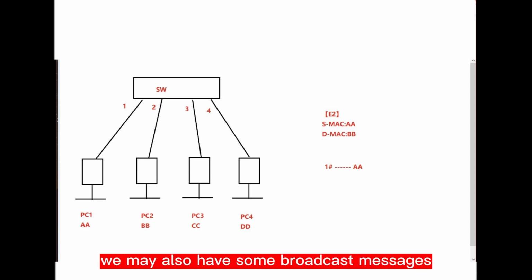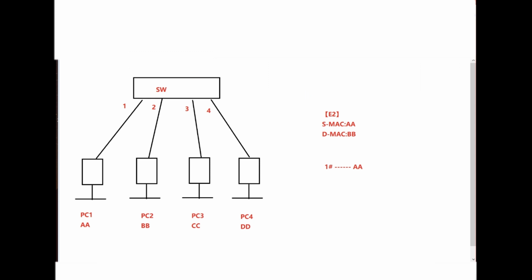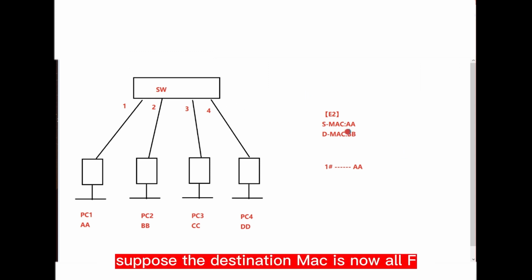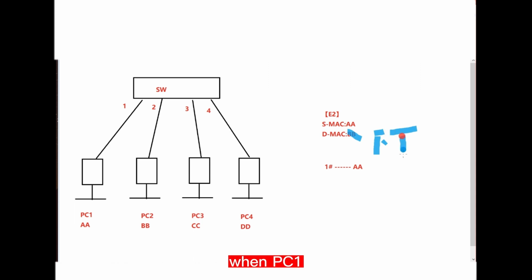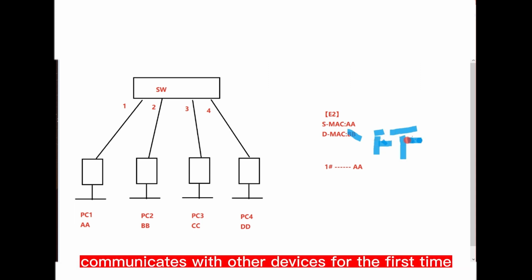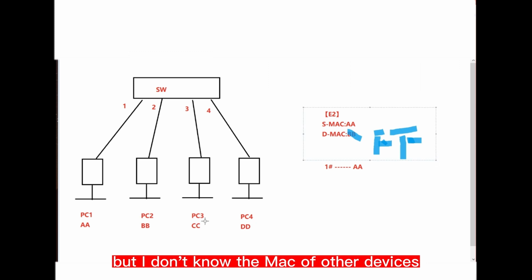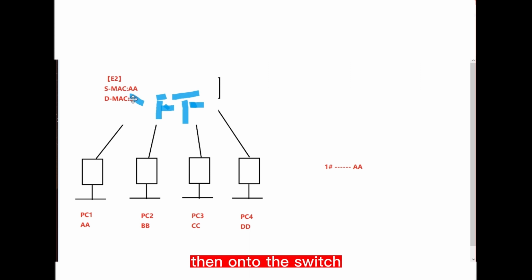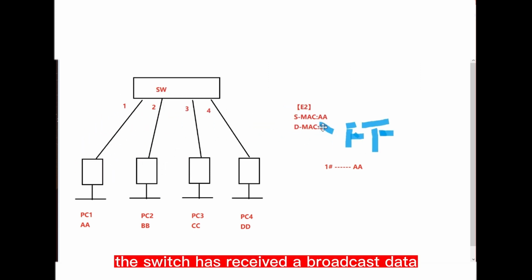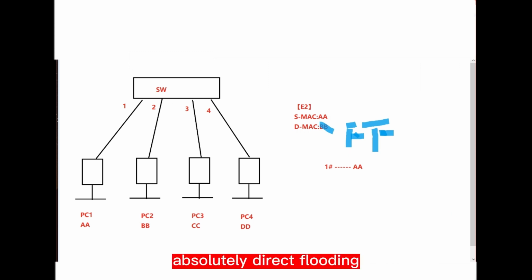We may also have some broadcast messages. Suppose the destination MAC is now all F. When PC1 communicates with other devices for the first time but doesn't know the MAC of the other devices, it has to send an ARP broadcast, which goes to the switch. The switch has received broadcast data. Then don't think about it: absolutely direct flooding.